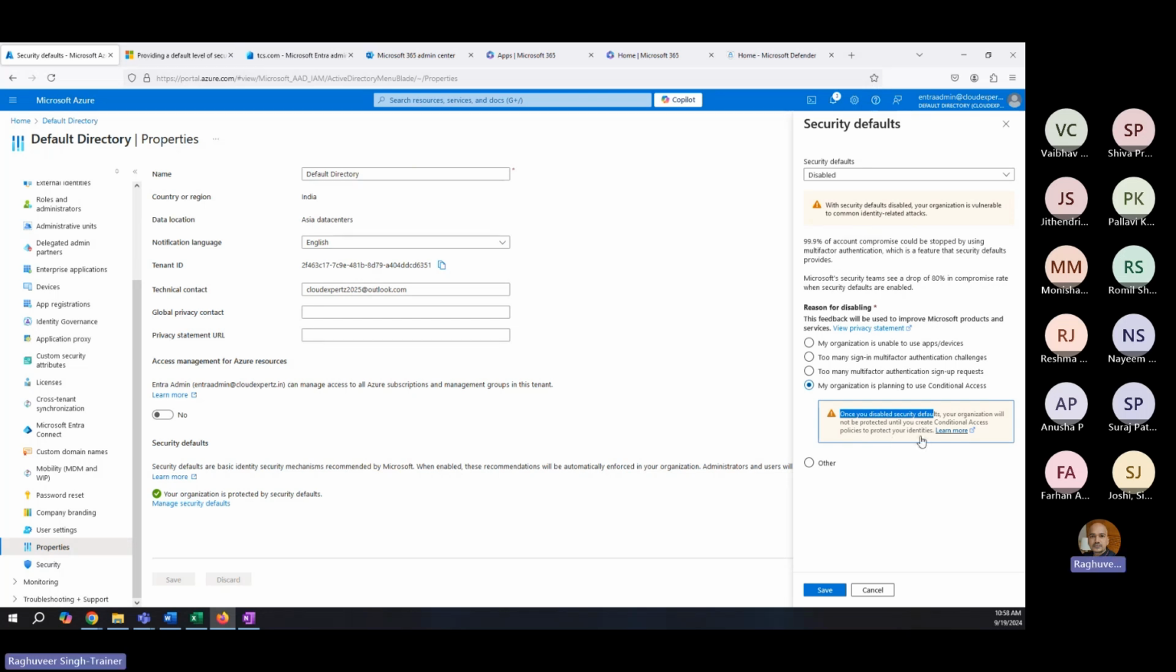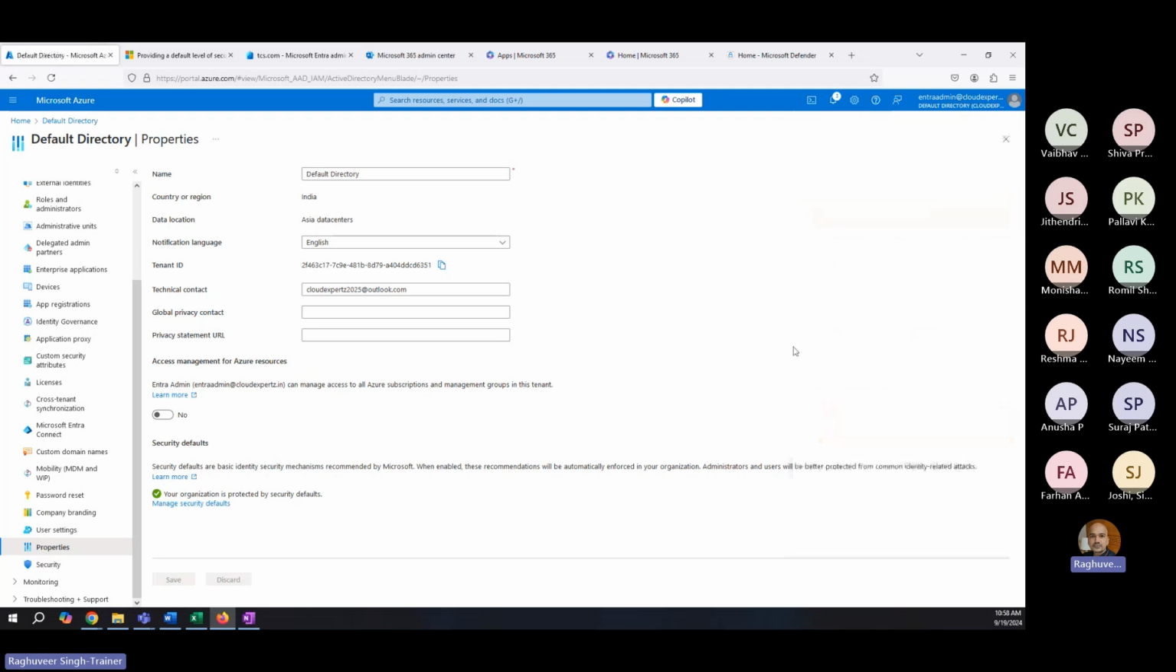So it says that if you are disabling it, make sure you build your security configuration. It should not happen that you disable it today and take a week to decide what you want to configure. You will remain unprotected for that one week. That's what security defaults is all about. So I'll cancel it, because right now I'm not configuring any security configuration, and I'll just continue with security defaults. So that's the concept of security defaults.